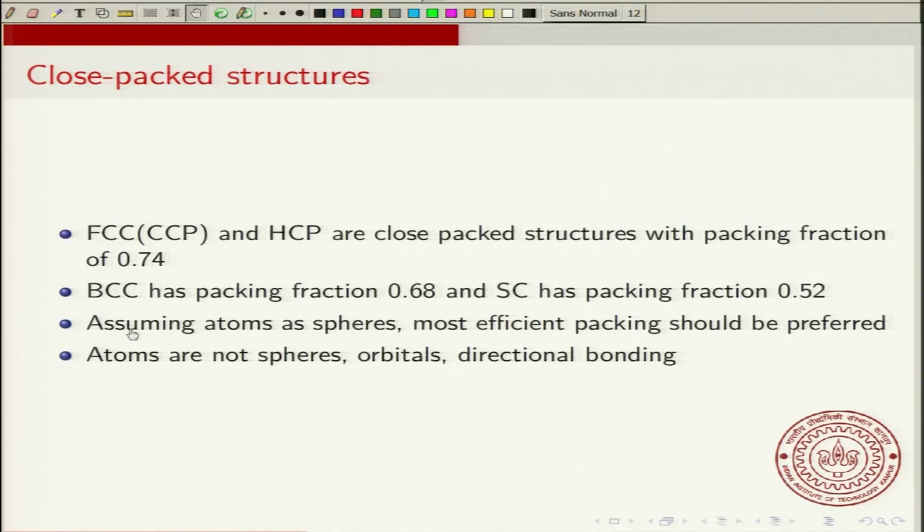And as I had already said, this idea of packing assumes that the atoms are spheres, and intuitively we feel that the most efficient packing should be preferred, because they would like to pack very closely to each other. So you might expect that most of the structures you will see are FCC and HCP, but the fact is that atoms are not spheres. There are orbitals. The bonding between atoms goes through orbitals, and there is a directionality in the bonding. So even though you would expect most of the atomic crystals to be FCC or HCP, we will find that a significant number of them are BCC and other structures.